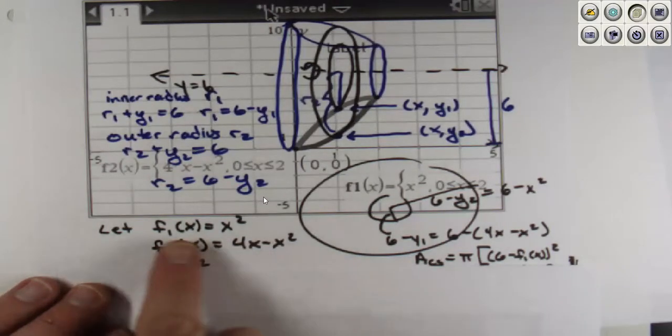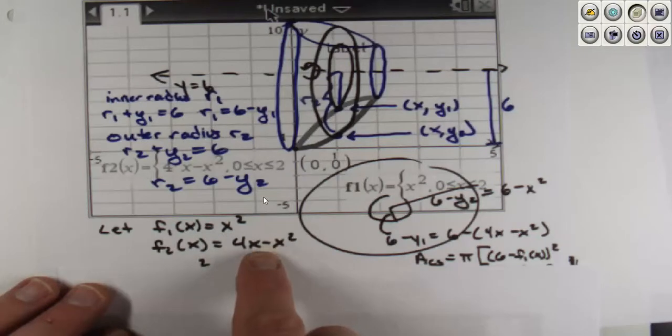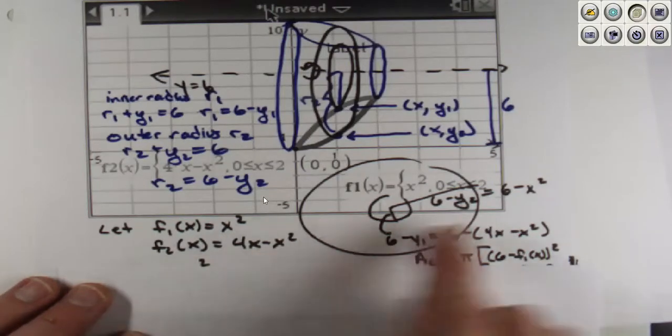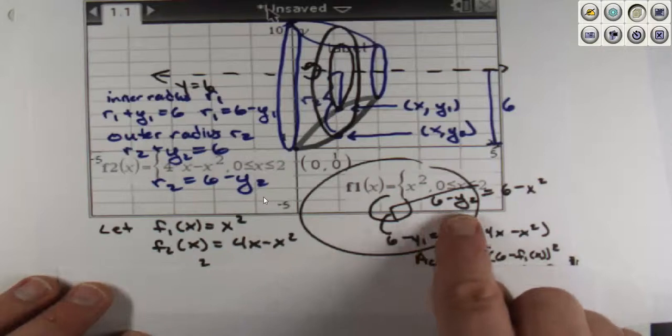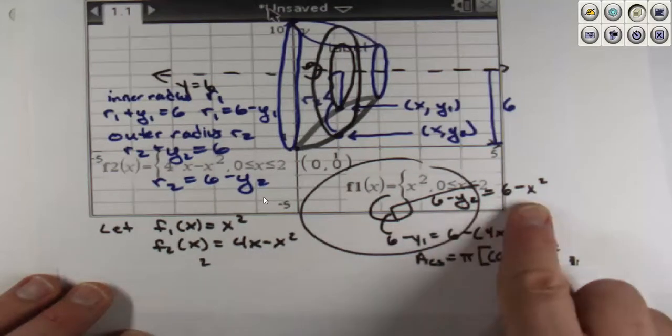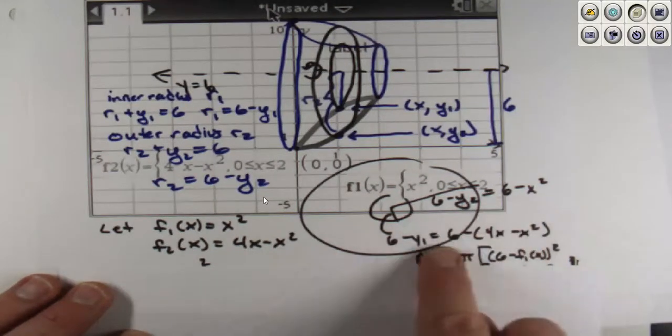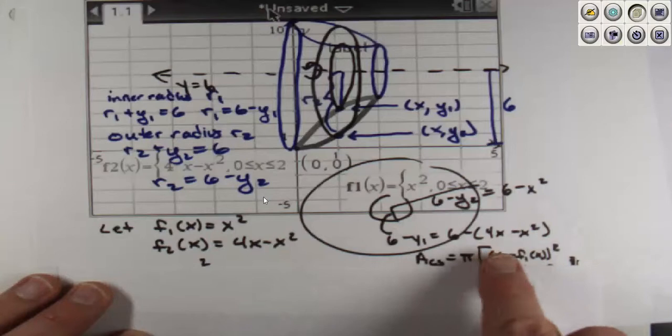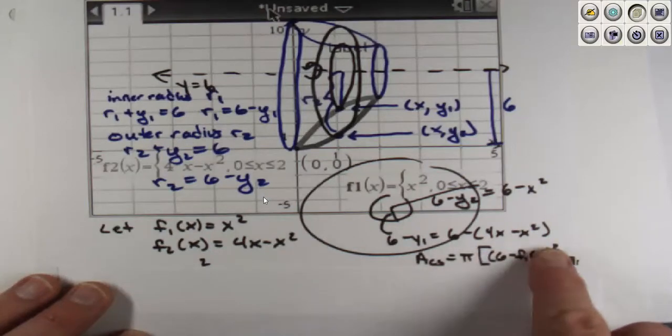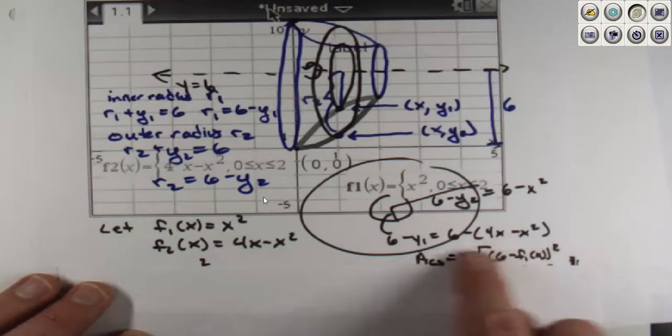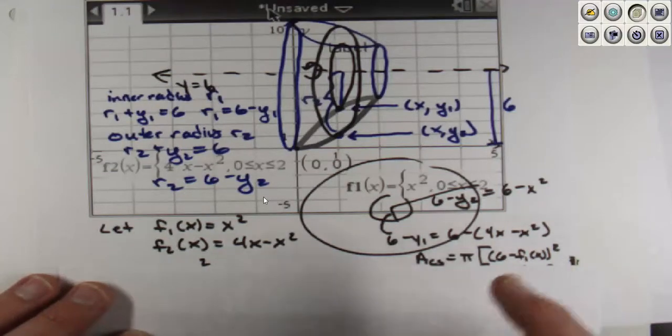So I'm going to tell you I'm going to let f1 be x squared. I'm going to let f2 be 4x minus x squared. My outer radius was 6 minus y2, which is 6 minus x squared. My inner radius is 6 minus y1, which is the quantity 4x minus x squared. You can tell this is getting ugly. Imagine what happens when I go to square that, because that's a radius. So I would use technology to test this.